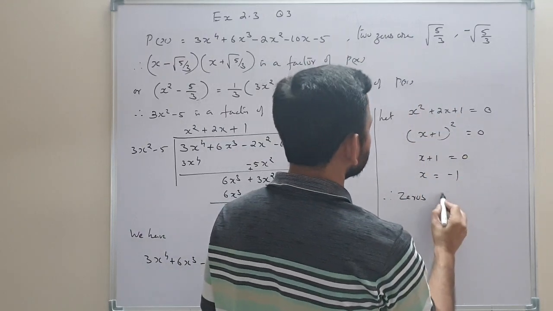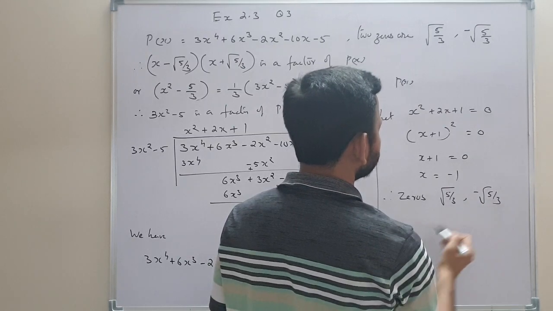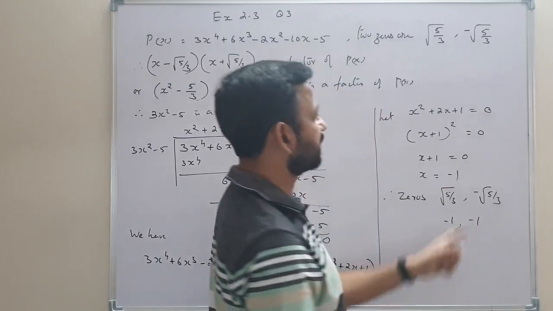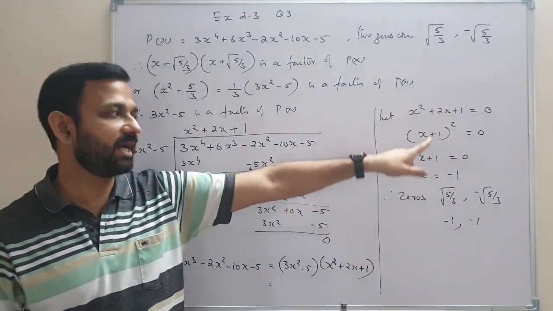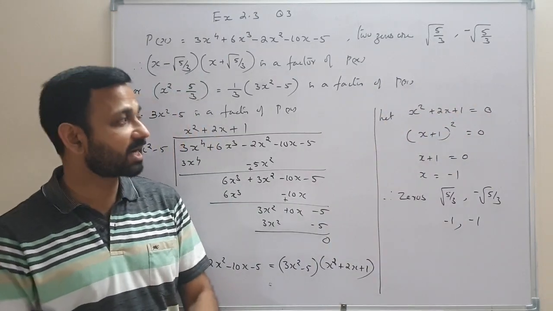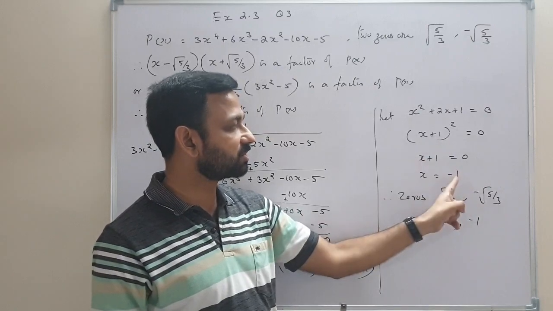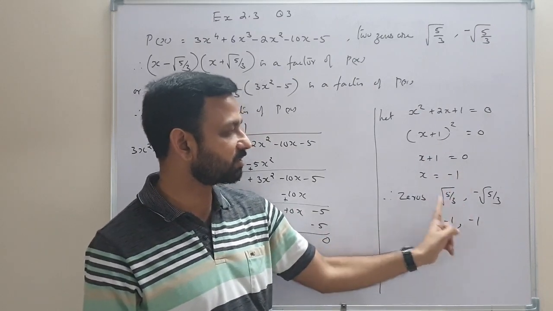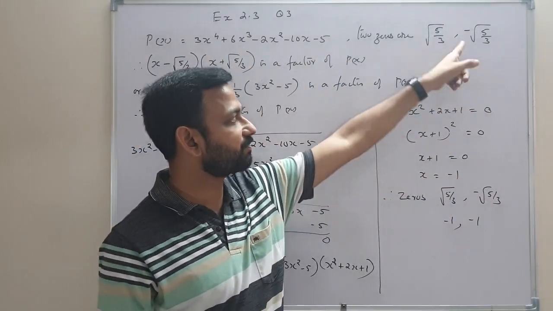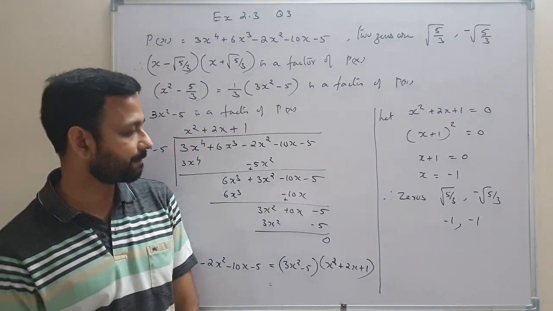The first two zeros are √(5/3) and −√(5/3), then the third one is −1, then again −1. Here this is a quadratic polynomial, and here we got x = −1 as the zero of the polynomial. A quadratic polynomial can have a maximum of two zeros, so those two zeros are identical, −1. So the zeros of this polynomial are √(5/3), −√(5/3), and the rest of the zeros, −1, −1.